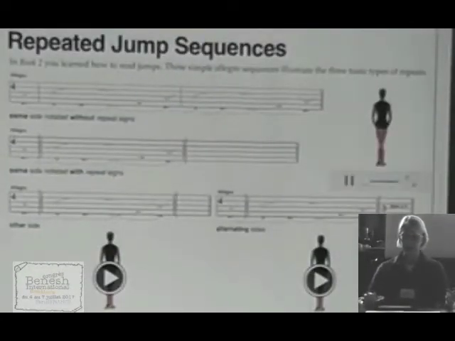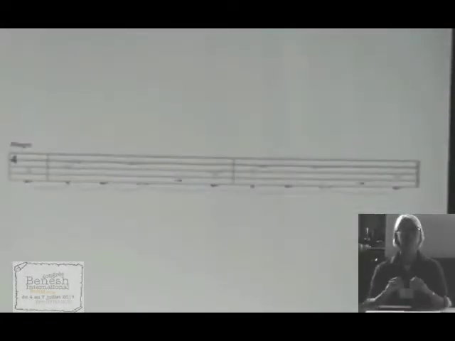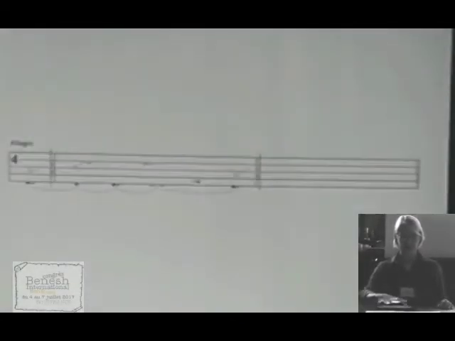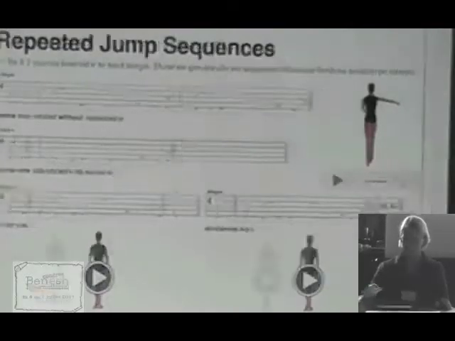This theory page is introducing jumps and repeated jump sequences. They learned jumps earlier without repeats, and now this is the repeats. So it's written first of all without the repeats, then with the repeat sign, and then you can play the animations to show how each of the repeats are done.